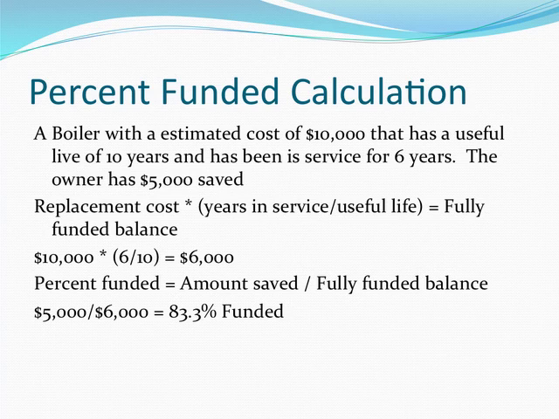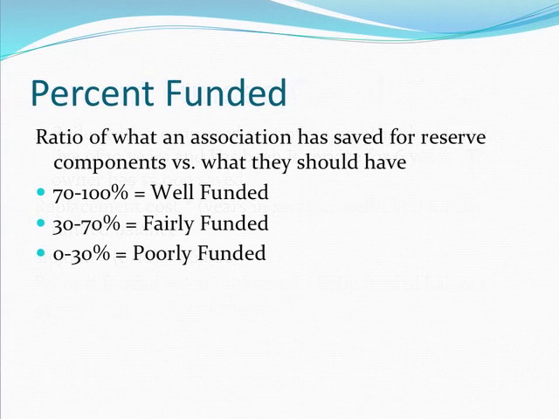Percent funded is equal to the amount saved divided by the fully funded balance. So $5,000 divided by $6,000 equals 83.3% funded. For each association, you do this for all of their components and add them up. Then compare it to their total reserve balance to calculate their percent funded. The higher the percent funded, the better off your association is. As the percent funded increases, the risk of special assessments and deferred maintenance decreases.